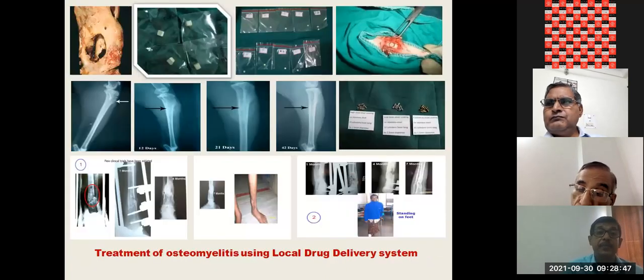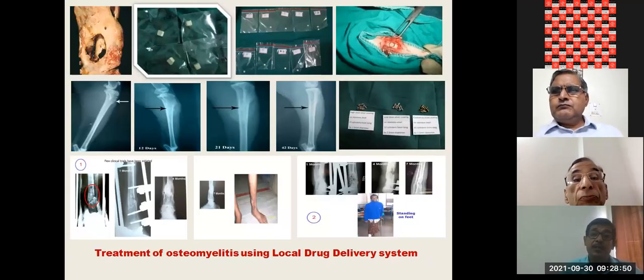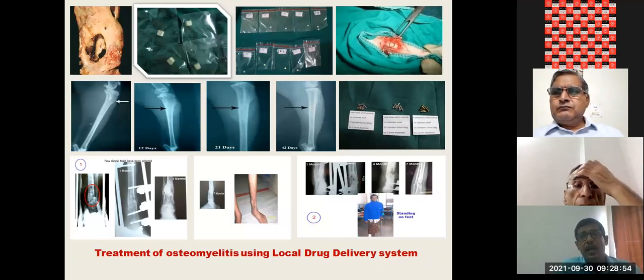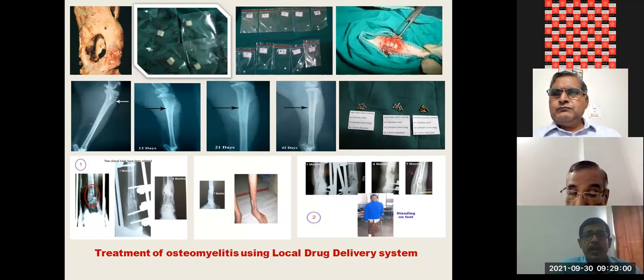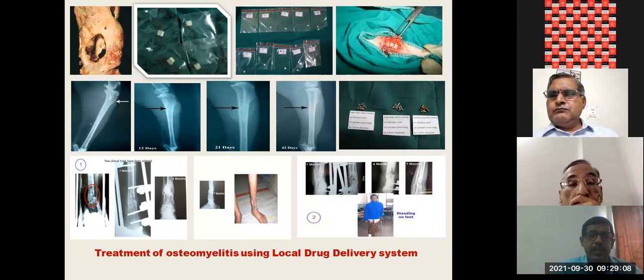orthopedic surgery. From another point of view, we have carried out research on osteomyelitis, and we have published nearly 10 to 12 international publications in high impact journals. Osteomyelitis, as you are aware, is an infection of the bone due to accidental trauma or a compound fracture as a sequela.